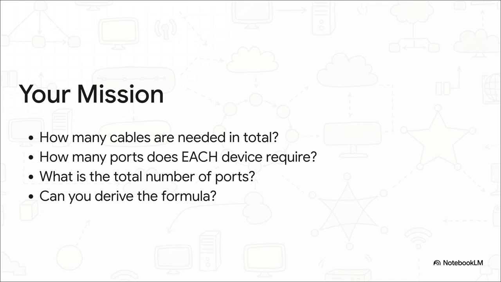So think about this for a second. With 6 devices, device number 1 needs 5 cables to connect to all the others, right? Now, device number 2 is already connected to the first one, so it only needs 4 new cables to connect to the rest. You see that pattern? So I'll give you a moment. How many cables do you need in total? How many ports does each device need? And what's the grand total of ports for the whole network? Can you even figure out the formula?